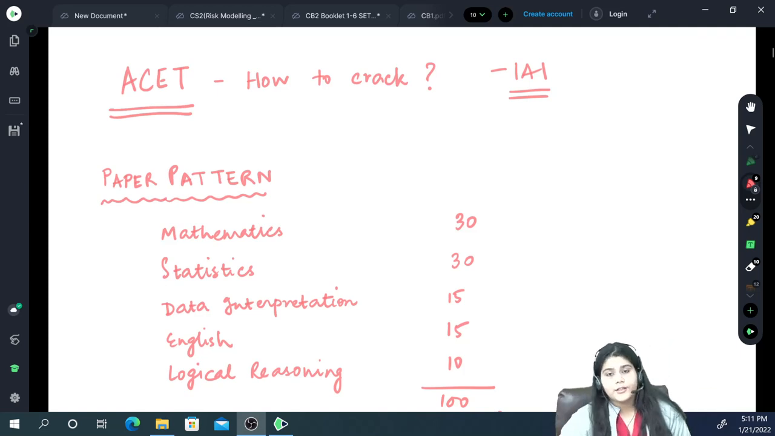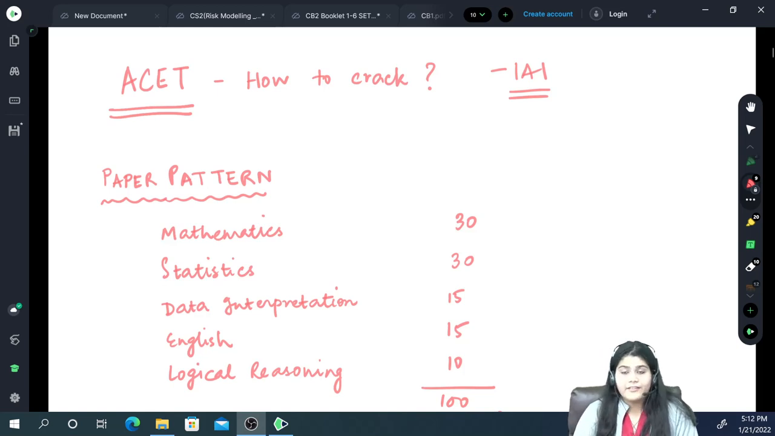Hello all of you. Today we will be discussing how to crack the ACET examination. ACET, actually known as the Actuarial Common Entrance Test, is the entrance exam that has to be given by the candidates who wish to appear for their actuarial papers from the Indian Institute of Actuaries.